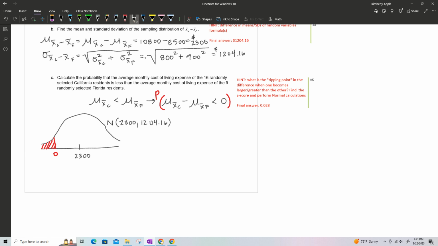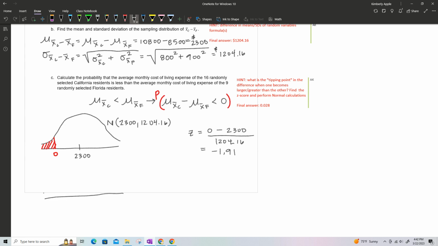Remember, you want to always calculate your z-score. And so in this case, z is, as always, value minus mean over standard deviation. And so that's going to be a really complicated formula, because it's going to be this difference minus the population mean difference over the standard deviation. But in practice, what that looks like is just value minus mean over standard deviation. And so we end up with a z-score of negative 1.91.